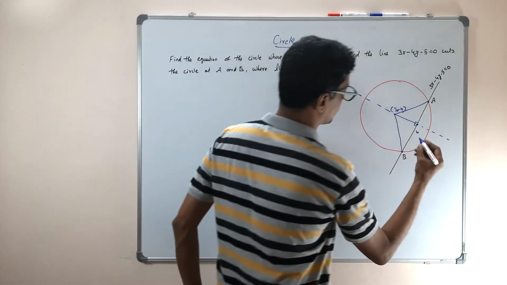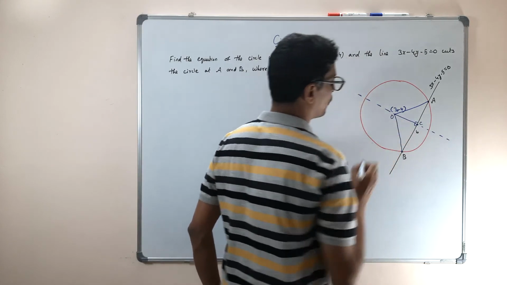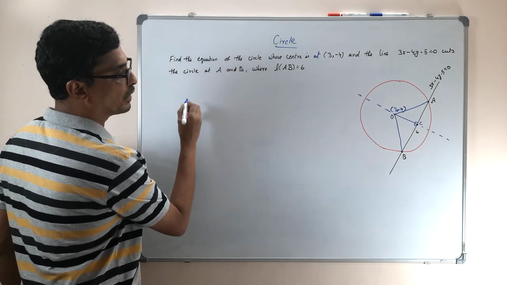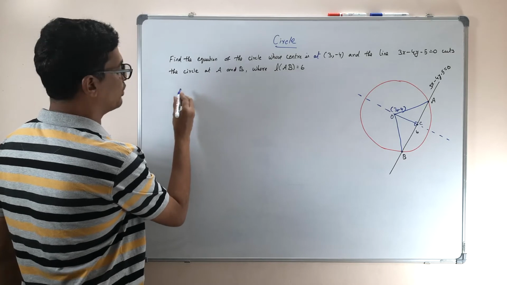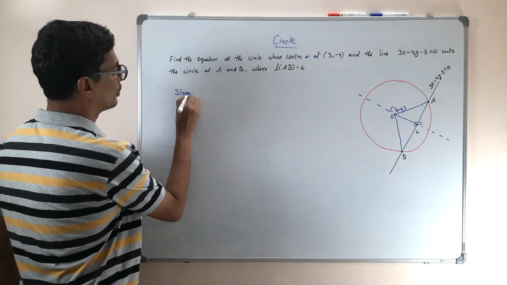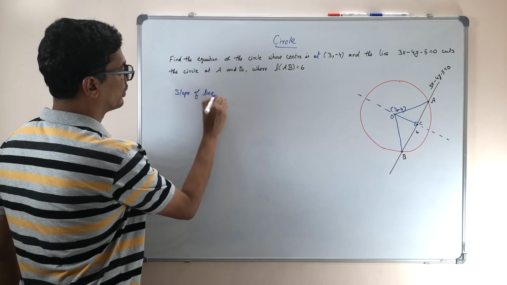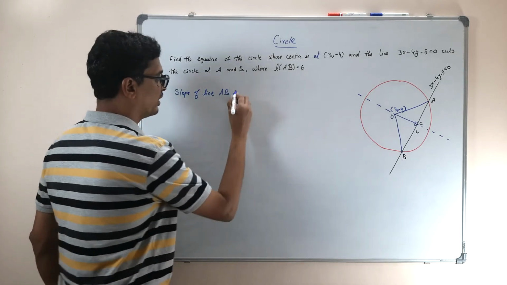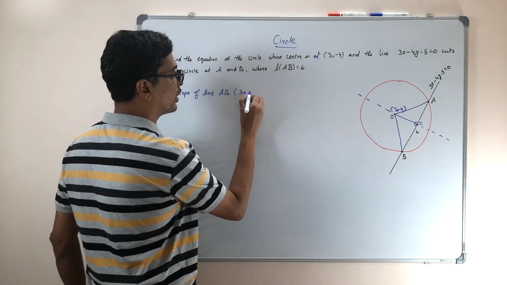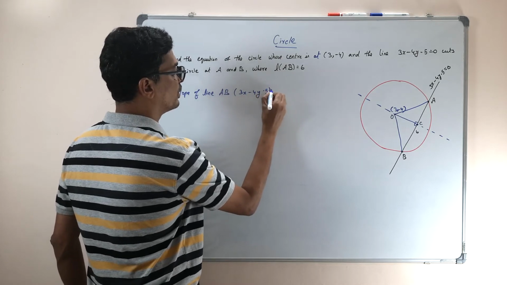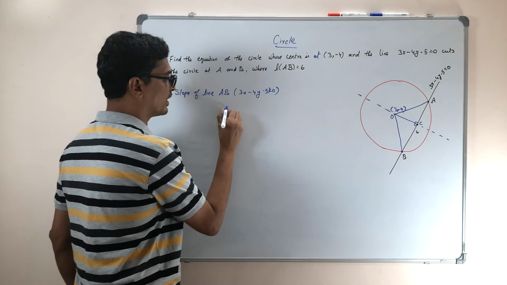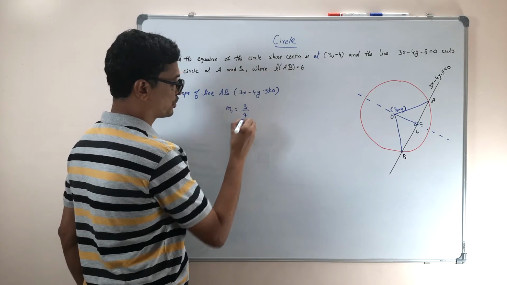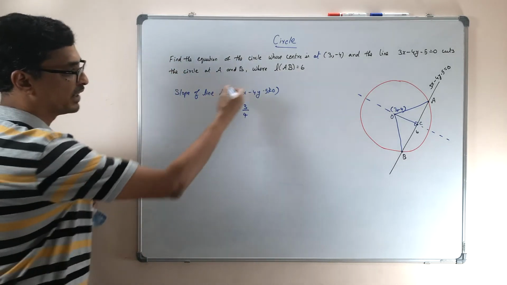So let me call this A, B, C, and let the center be O. Okay, let us see. The slope of line AB. Do you know the formula? Minus A by B. Correct. So the equation of line AB is what? 3x minus 4y minus 5 equal to 0. This is the equation of the line. Let us call the slope M1. What is the value? Tell me. 3 by 4. Sure. Fine, because this minus becomes plus.